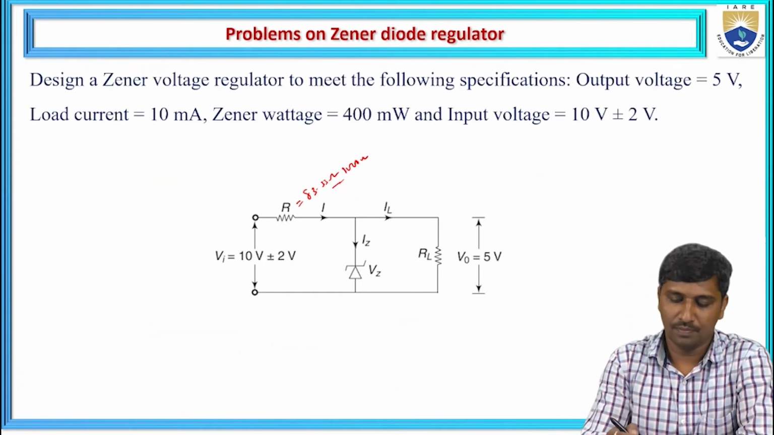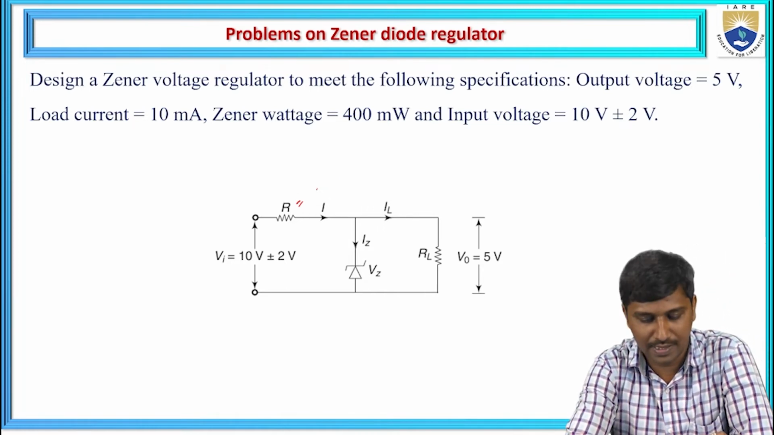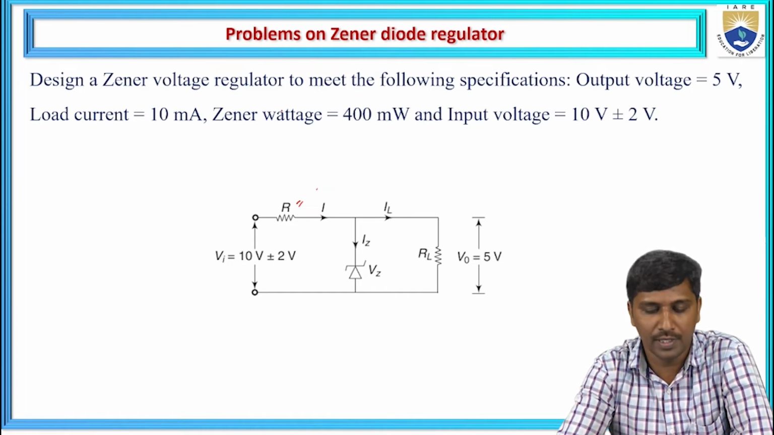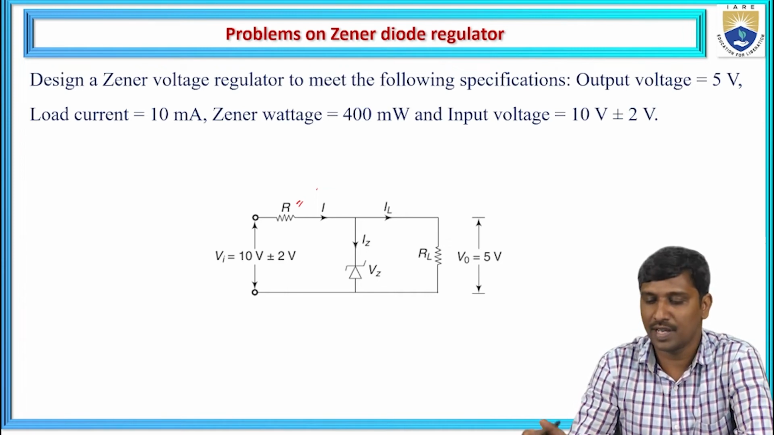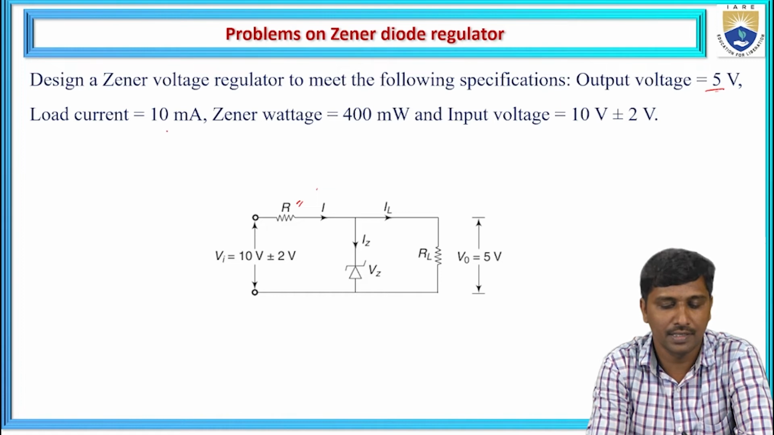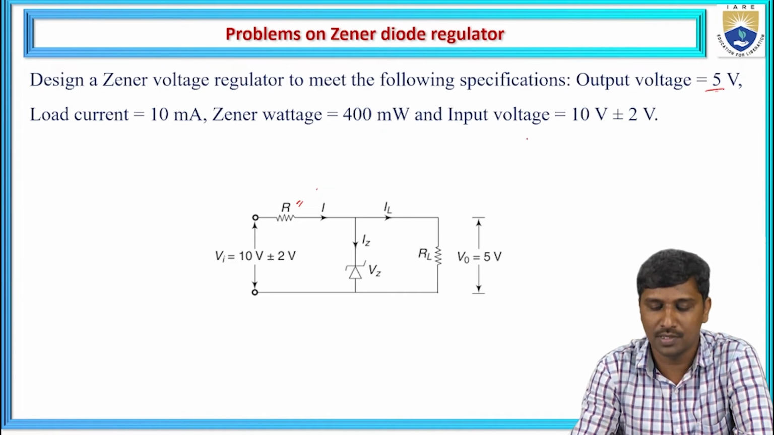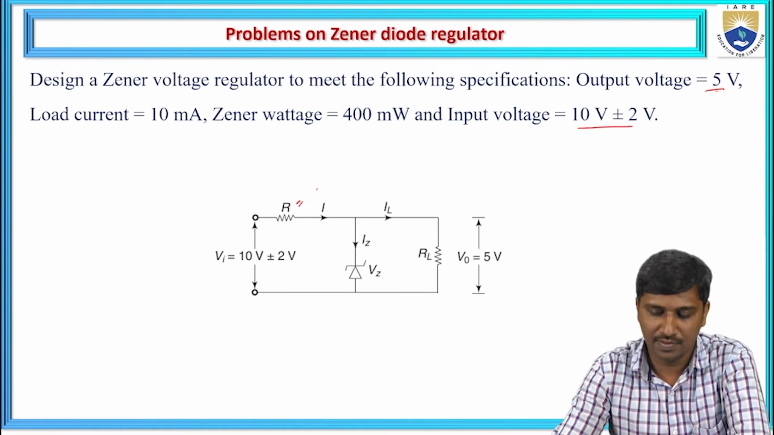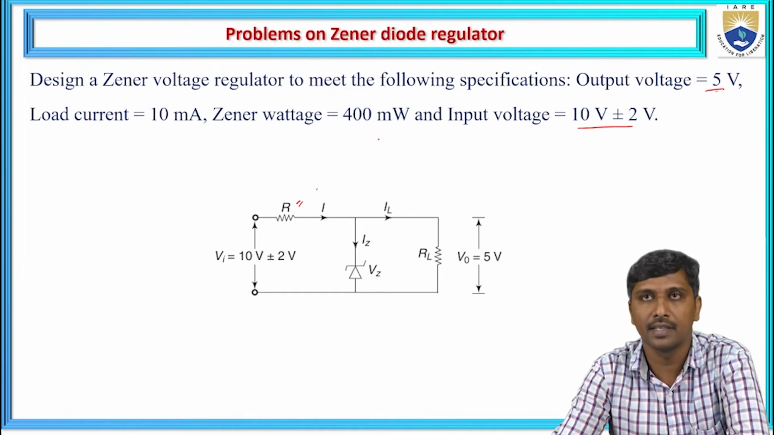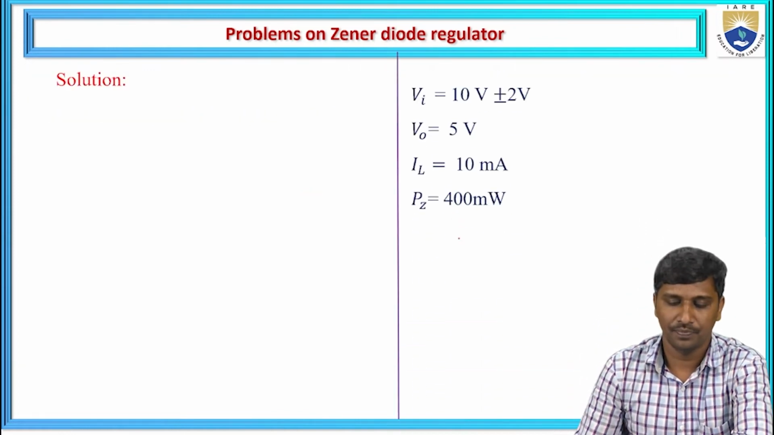Now we'll see another problem. Let us consider: design a Zener voltage regulator to meet the following specifications. The output voltage is 5 volts, the load current is 10 milliamperes, the Zener power is 400 milliwatts, and the input voltage is 10 volts plus or minus 2 volts. For these given specifications, we need to design a Zener voltage regulator. It means we need to find out the R value as well as the load resistance value.